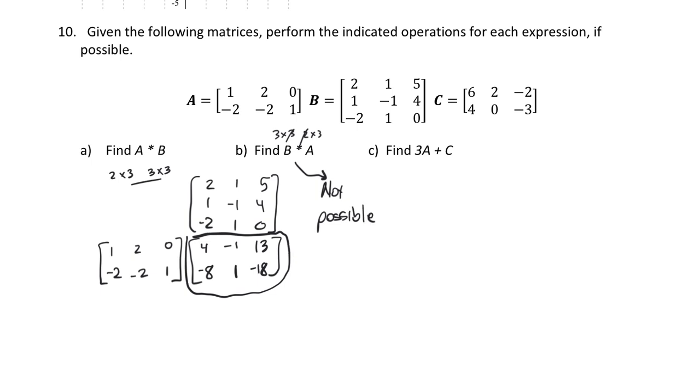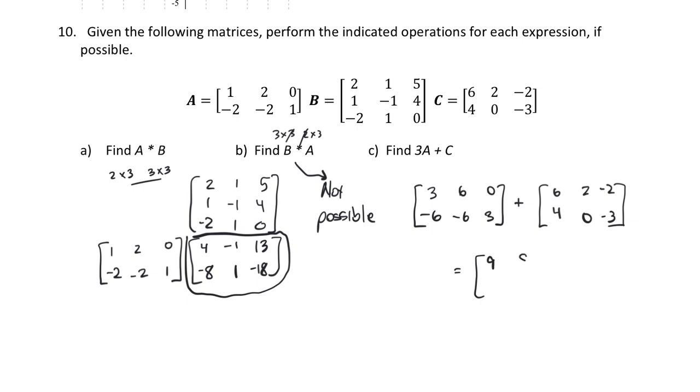Excuse me, part C, 3A plus C. So 3 times A just means every entry in matrix A is multiplied by 3. And we're going to add that to matrix C. And remember, adding or subtracting matrices only works if the matrices are the exact same size. And these are both 2 by 3 matrices. We're just going to add the entries in the same spot in each matrix. So 3 plus 6, 9, 8, negative 2, negative 2, negative 6, and 0.